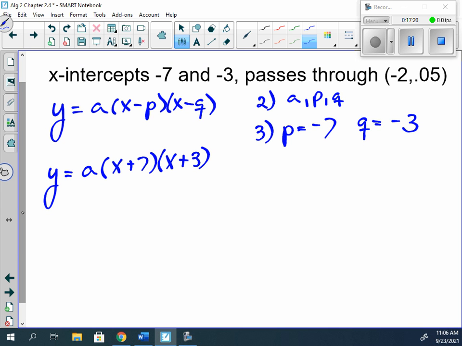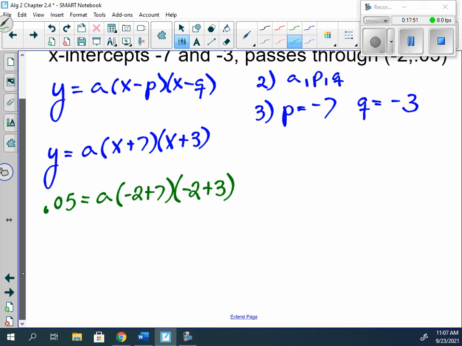Well, now we need to find the value of a. How can we do that? We can plug in our point. Because again, that point still holds true. It is still on the graph. So when x is -2, y is going to be 0.05, which is equal to a times -2 plus 7 times -2 plus 3.